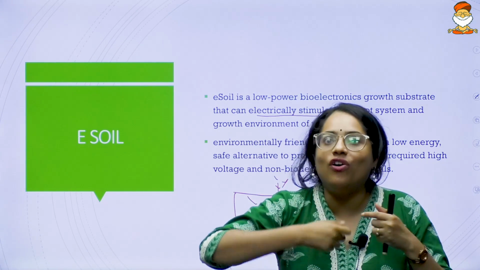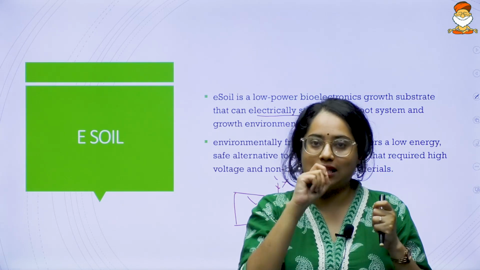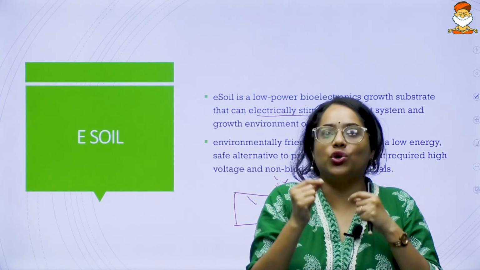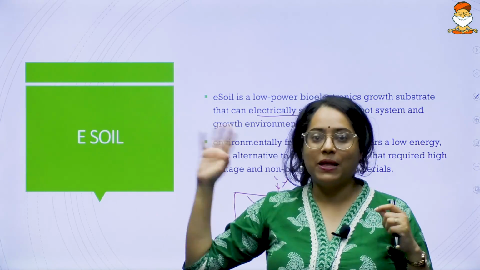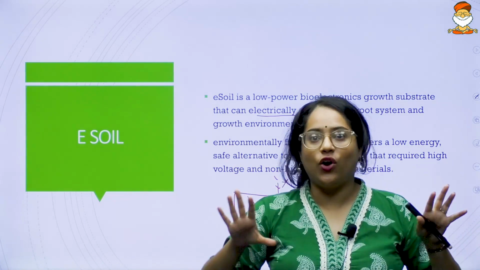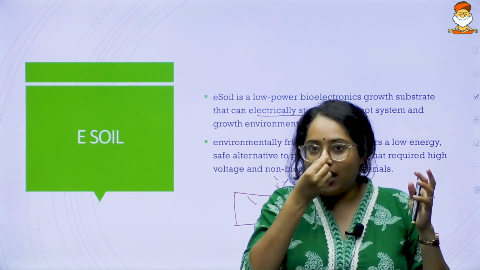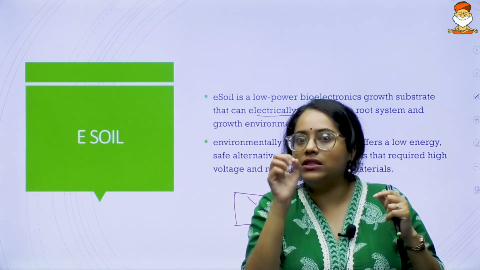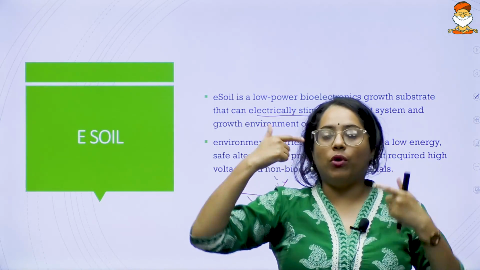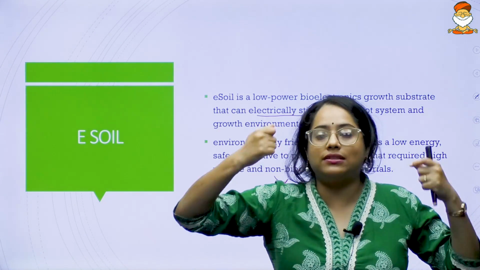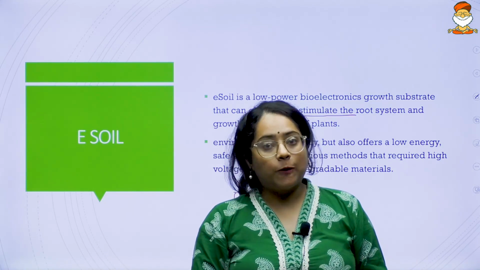Okay, it's a kind of growth substrate through which electrical signals can pass and it can stimulate the root, and because the root is getting stimulated is why they've called it soil. But ideally there is no soil or anything over there. It can be minerals, whatever is there in that growth substrate. Through that the electric signals pass, it will reach the root, the growth hormones in the root get stimulated, the root starts growing, subsequently the plant starts growing.